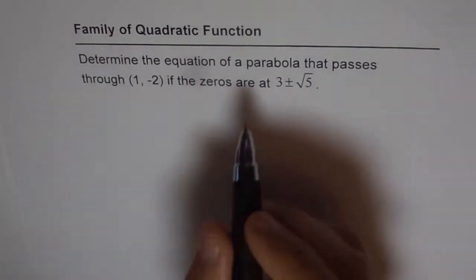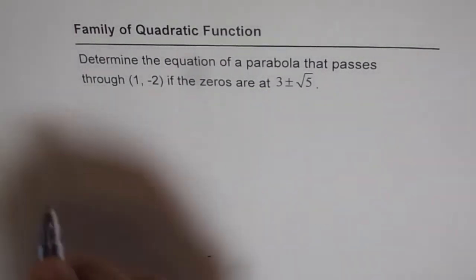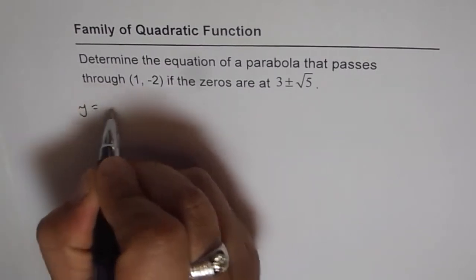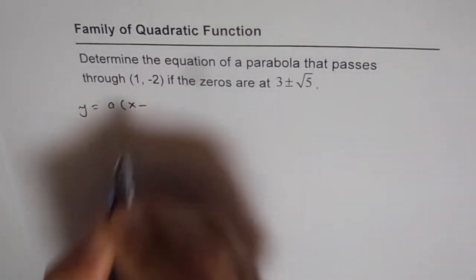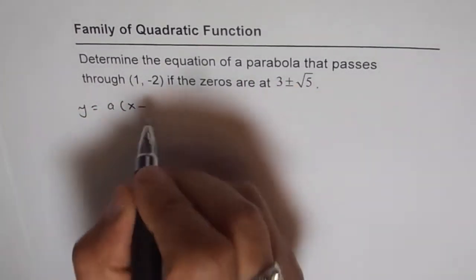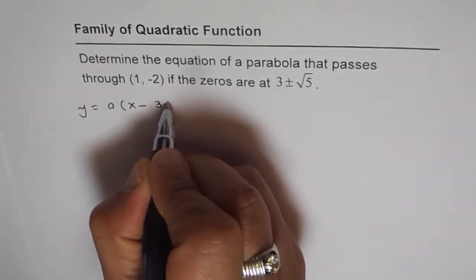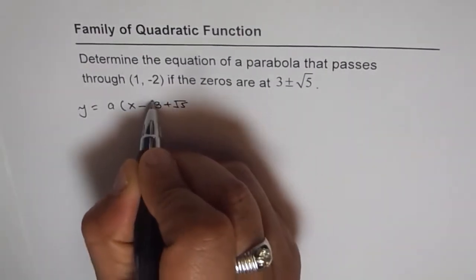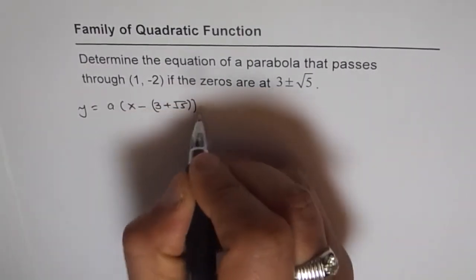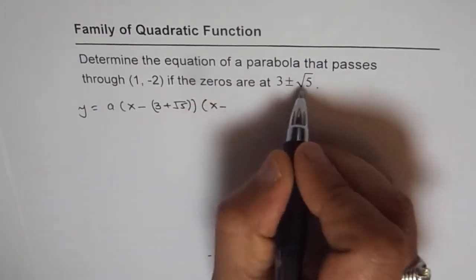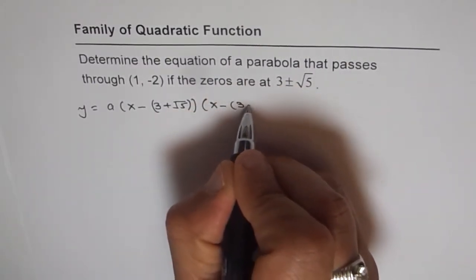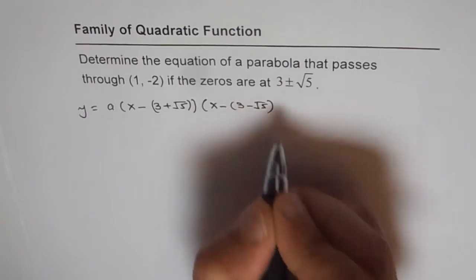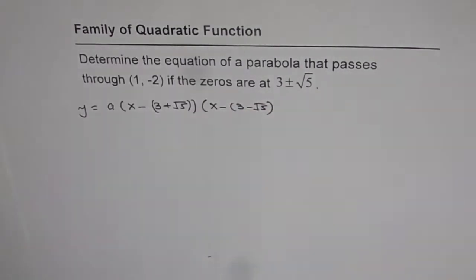Now, any parabola which goes through these zeros can be written as y = a times (x - first root), which is 3 + √5. Let me put it in brackets for the time being, times (x - the second root), which is 3 - √5. Do you see that? So that is my equation of the parabola.